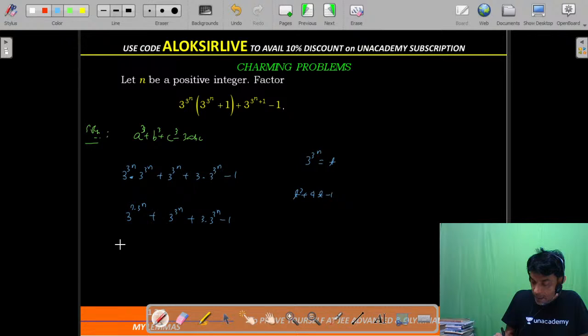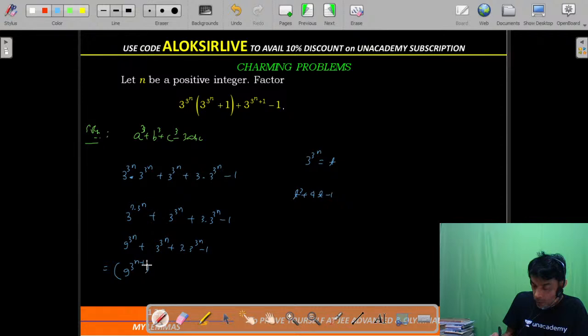9 to the power 3 to the power n plus 3 to the 3 to the power n plus 3 times 3 to the 3n minus 1. Now I can write this as 9. I want a cube. Still my cube has not come, but 3 is there. So I can write 9 to the 3 to the n minus 1 whole cubed plus 3 to the 3 to the n minus 1 whole cubed. So a cube plus b cube has come.